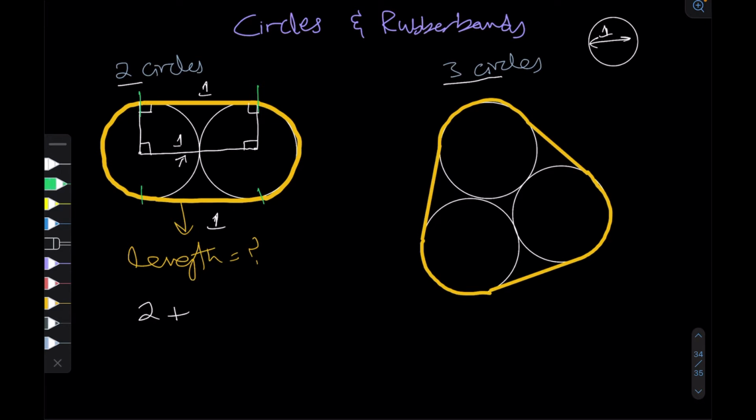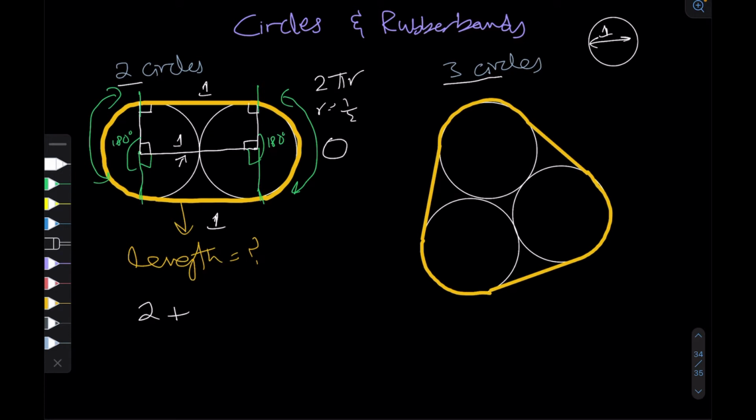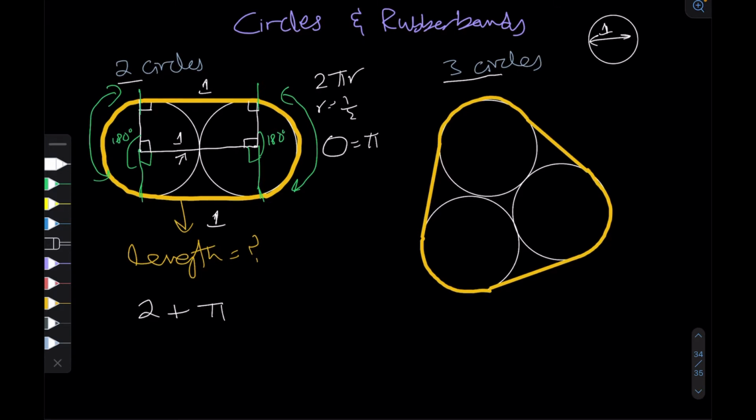Now if we look at the curved area, by similar logic these would be 90 degrees, so this would be 180 degrees, and this would also be 180 degrees. In other words, this is half of a circle and this is the other half of a circle. So if we combine them both, they would cover one whole circle. The length of the rubber band here would be the circumference of one whole circle. The formula for circumference is 2 pi r, and r would be 1 over 2, so the circumference of one circle here would be just pi. So this would be 2 plus pi.